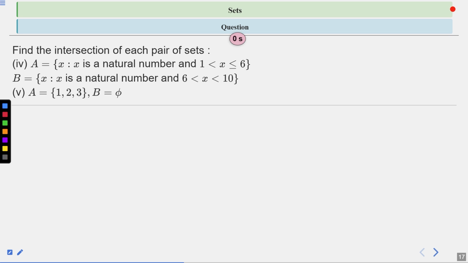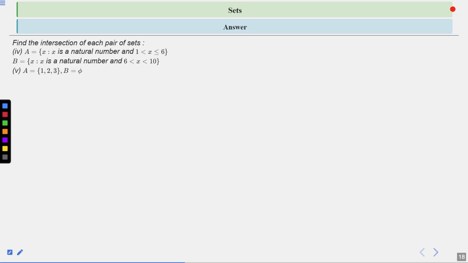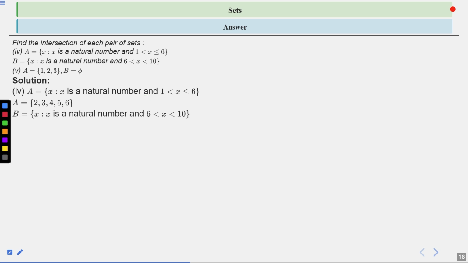As I can see, most of the students are giving me the correct answer. So, starting with the fourth solution. First we are going to write this set A in roster form. In roster form, we'll have 5 elements: 2, 3, 4, 5, 6, satisfying the condition described above. And for set B, the roster form will be with 3 elements: 7, 8, 9.